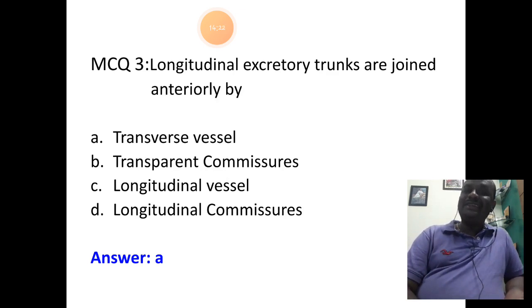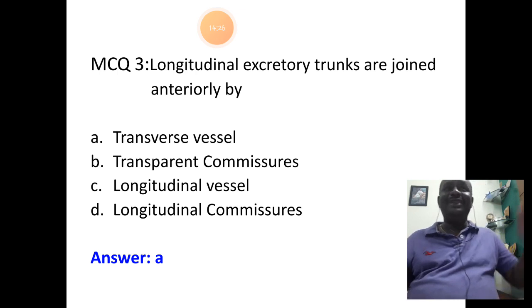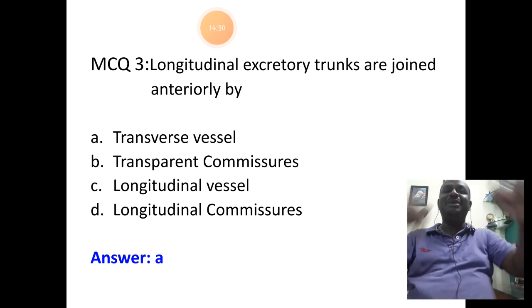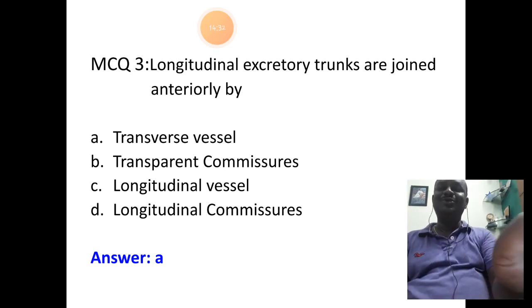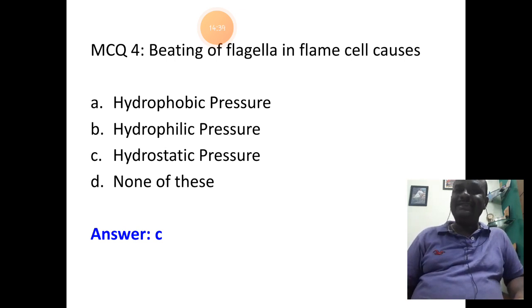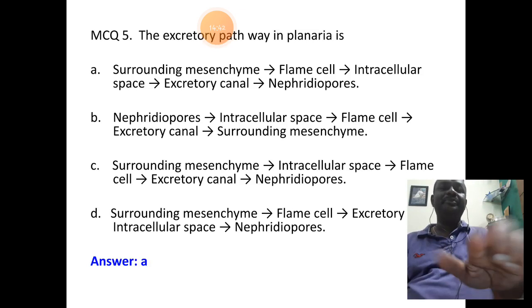The right and left longitudinal excretory canals are joined at the head region by means of transverse vessels. So answer is A. The beating of flagella in flame cells causes which pressure? Hydrostatic pressure. Answer is C.